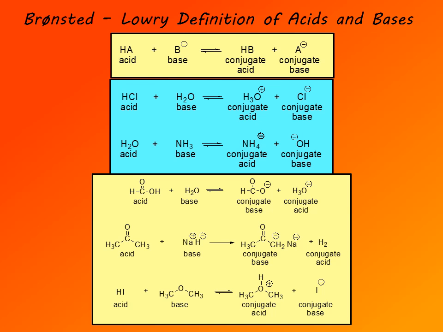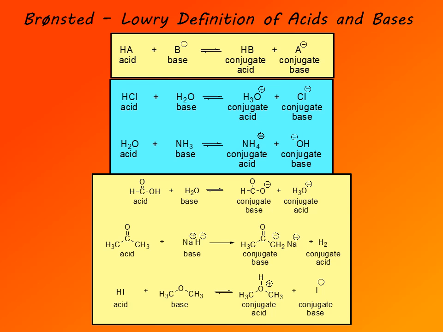Here are some organic chemistry examples. First, the acid is formic acid, and it reacts with water as a base to give the formate anion, the conjugate base, and the hydronium ion, the conjugate acid. In the next row, we have a molecule of acetone that acts as an acid and is deprotonated by sodium hydride, a very strong base. So we get the enolate anion, the conjugate base, and in this case a molecule of hydrogen is evolved, which strictly speaking is the conjugate acid. This is something we'll cover quite a bit in second semester.